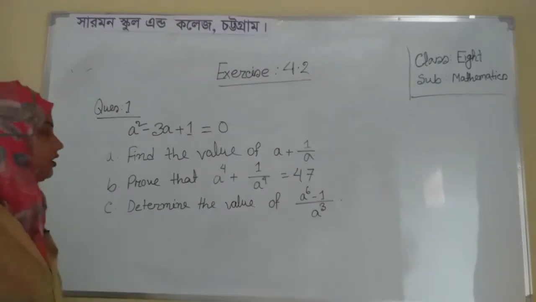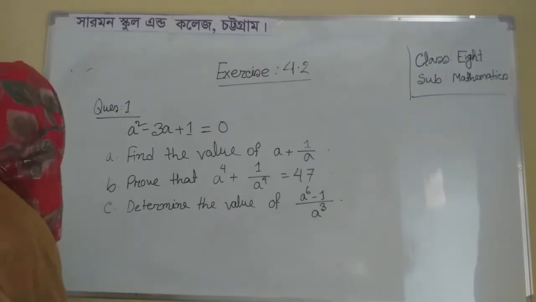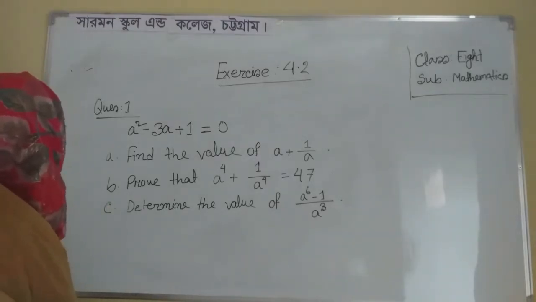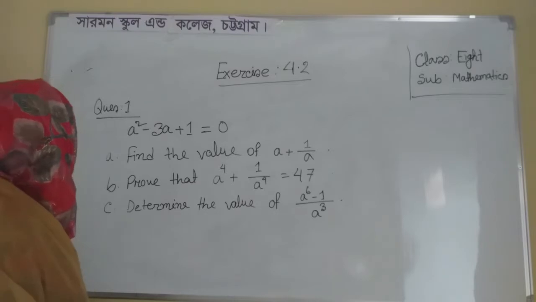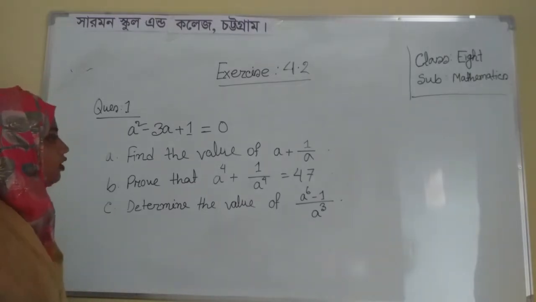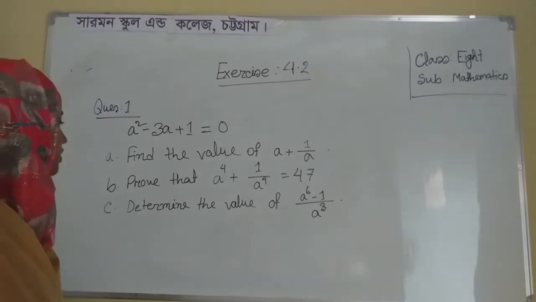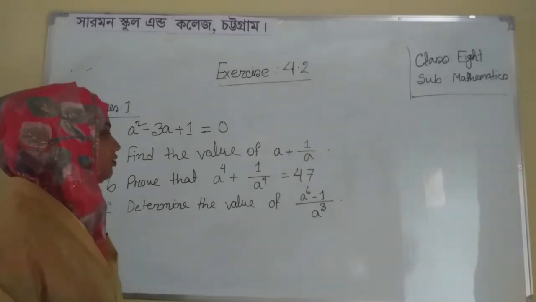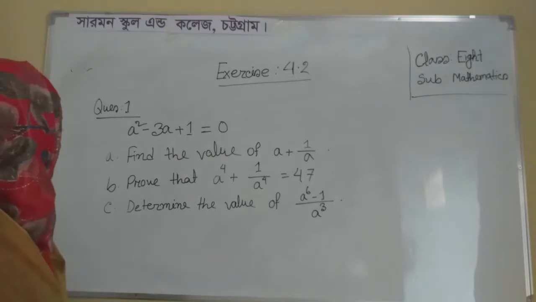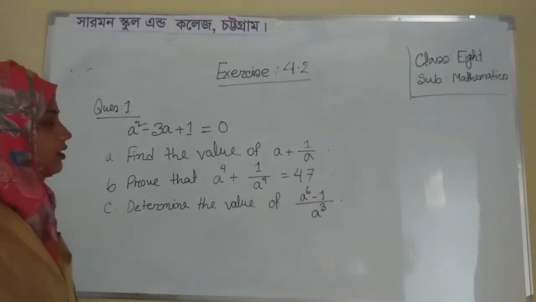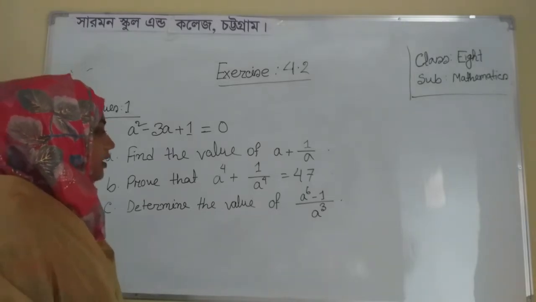Read the question attentively. Here given a square minus 3a plus 1 equals 0. Question number A, find the value of a plus 1 by a. Question number B, prove that a to the power 4 plus 1 by a to the power 4 equals 47. Question number C, determine the value of a to the power 6 minus 1 divided by a cube.